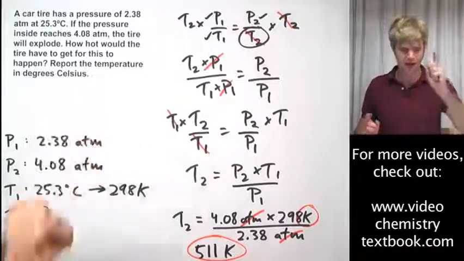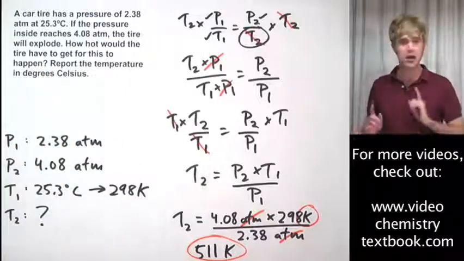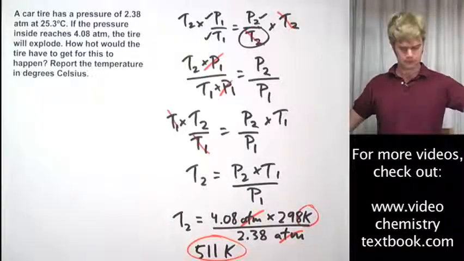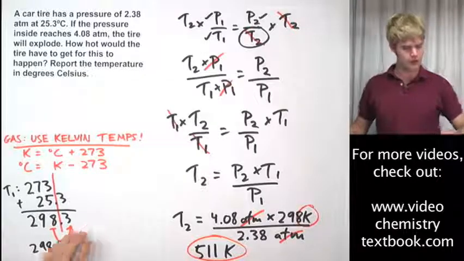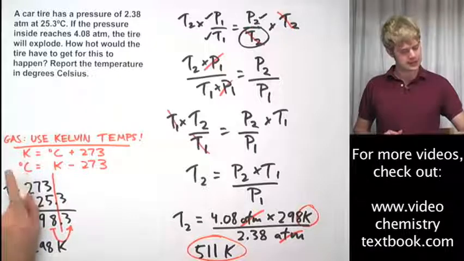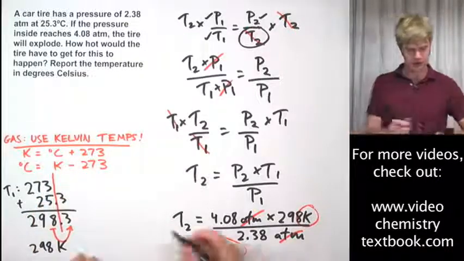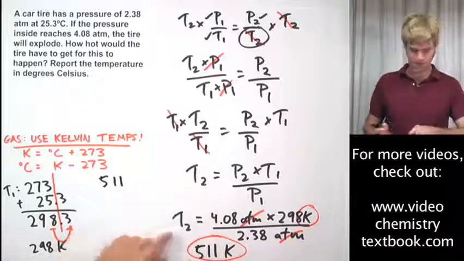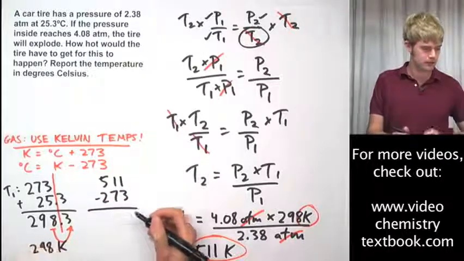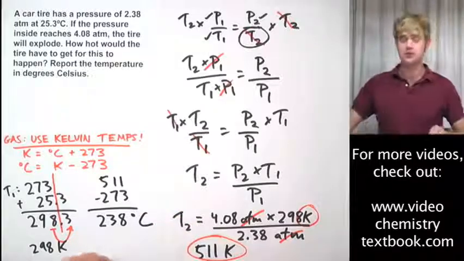But we're not done, because the problem asks us to report the temperature in degrees Celsius, not in Kelvin. So let's go back here and look at how we do that. Well, we added 273 to the Celsius to get Kelvin. To get the Celsius, we'll take the Kelvin temperature and subtract 273. So we're going to take 511 minus 273, and we're going to get 238 degrees Celsius. Darn, that's hot.